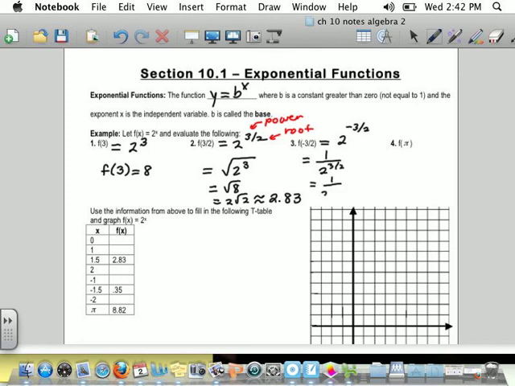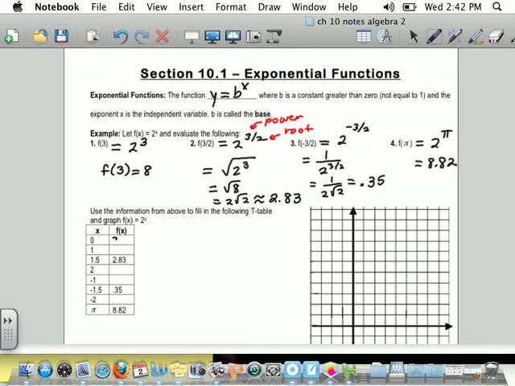Okay, what if I have 2 to the 0? Not 0, it's 1. Anything to the 0 power is a 1, remember? All right, 2 to the 1, that's 2. 2 squared is 4. 2 to the negative 1. Negative 1 means 1 over, so it'd be 1 over 2 to the positive 1, so 1/2, or 0.5. And 2 to the negative 2 would be 1 over 2 to the positive 2, so 1/4.